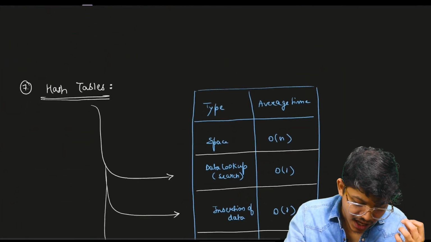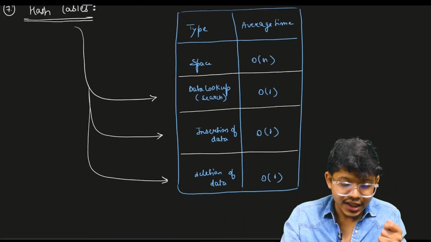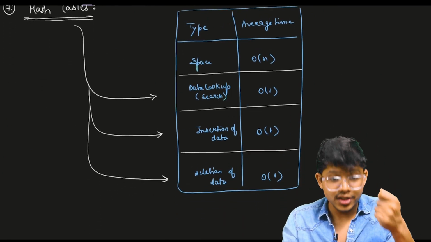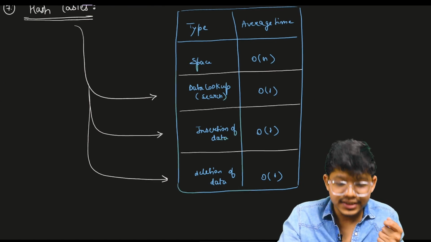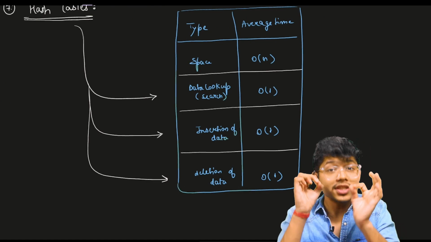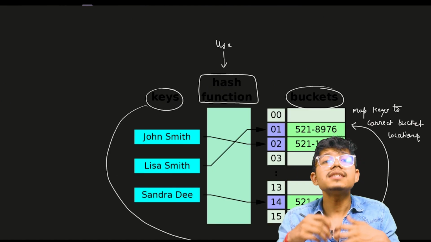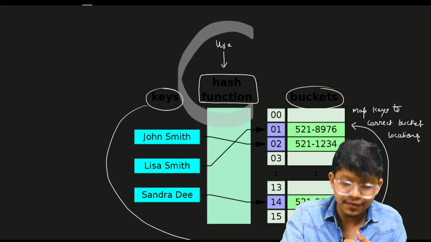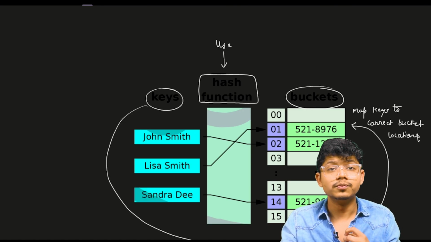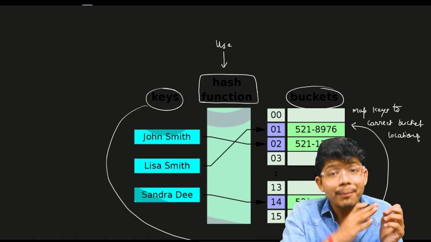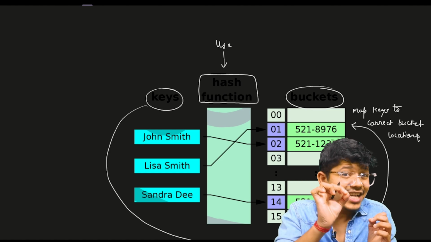Now next is our hash tables, specifically used for data lookup, which means searching, for insertion of data, and also for deletion of data, with the most efficient time, which is just one operation, O(1). How it does this is it uses a hash function to map a key to a corresponding value, and this is the correct bucket location which it maps to because of the hash function.